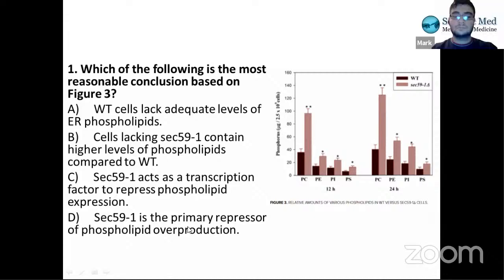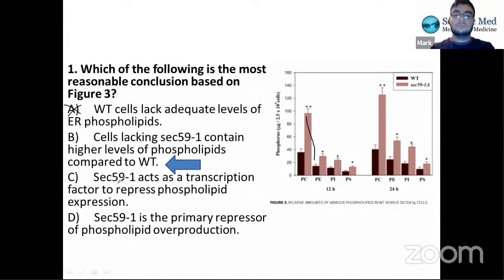Okay, let's go over this one. The correct answer is B. Which of the following is the most reasonable conclusion based on figure 3? A: Wild type cells lack adequate levels of ER phospholipids. That's not really supported by anything here. As you can see, wild type is this dark red. They do have much lower levels of phospholipids than these, but it doesn't mean that they lack adequate levels. In fact, they probably have normal levels. It's just that the deletion mutation has high levels rather than adequate levels. So A is not really supported. We don't really have information for that.